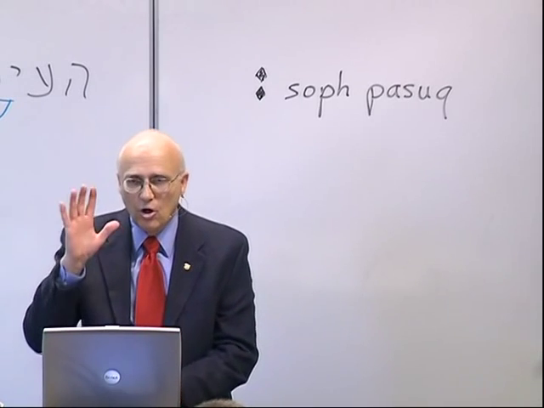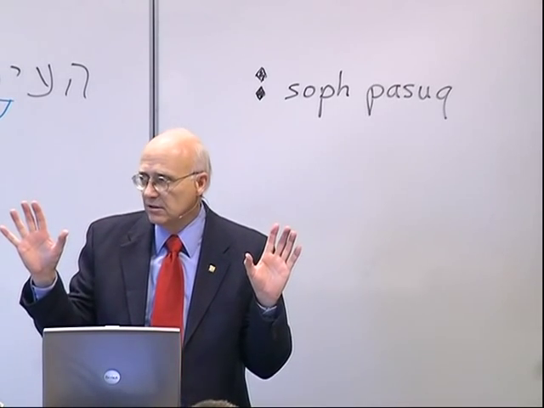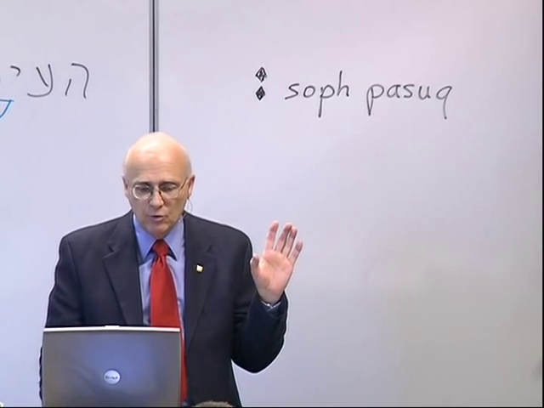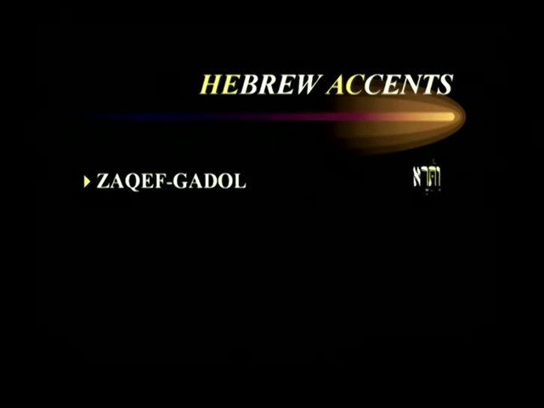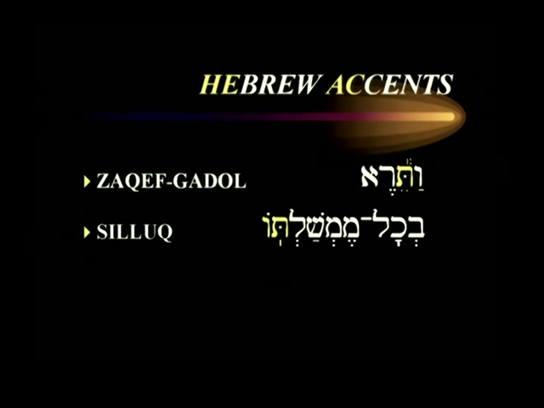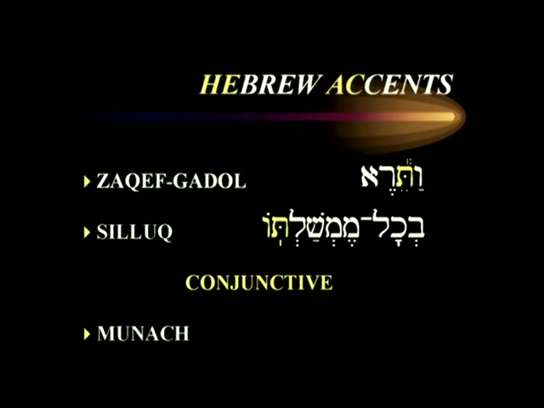Okay? That's all you need to know about the accents. All right? So one more time real quickly. You have to know the athnak, zakef katon, rabia, and the saluk. So you have 4 disjunctive accents. Disjunctive, remember that name also. Disjunctive accents. They're the ones that divide the logical divisions of the verse. And 1 conjunctive, the munach. The strongest conjunctive that joins, it doesn't divide.